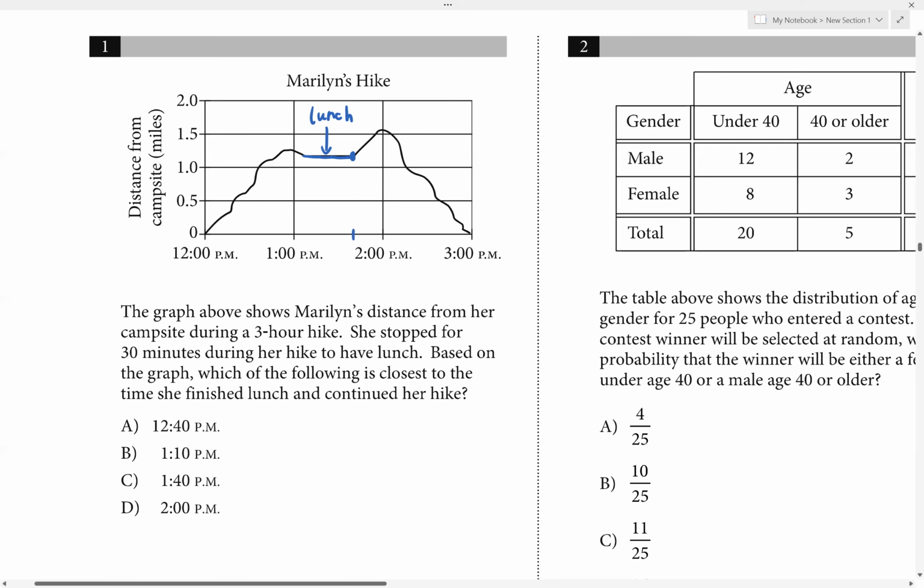So it's a little bit more than halfway between 1 and 2 p.m., so a little bit more than 1:30. So looking at the answer choices, the best answer has to be C, at 1:40 p.m. So that should be the answer for number one.